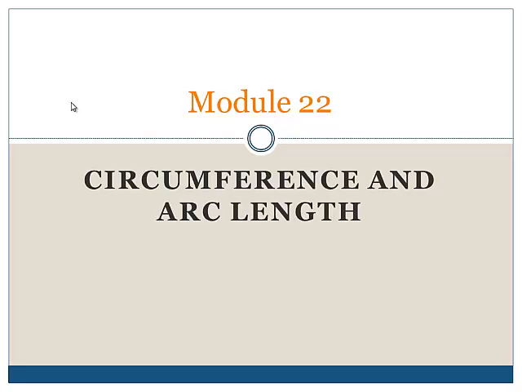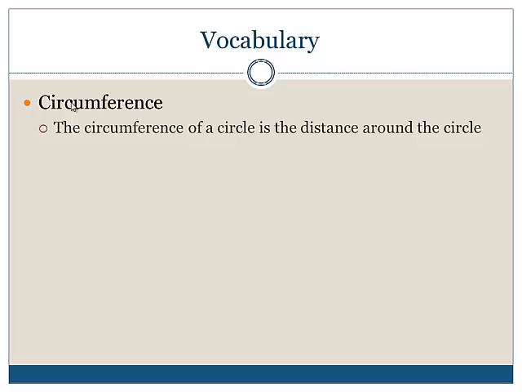Alright, this is Module 22. We have circumference and arc length. First thing we need to introduce is the circumference. Circumference of a circle is the distance around the circle. This is something you have had in middle school, so you should recognize this. And basically the dashed line or the dotted line is going to represent your circumference of the circle.